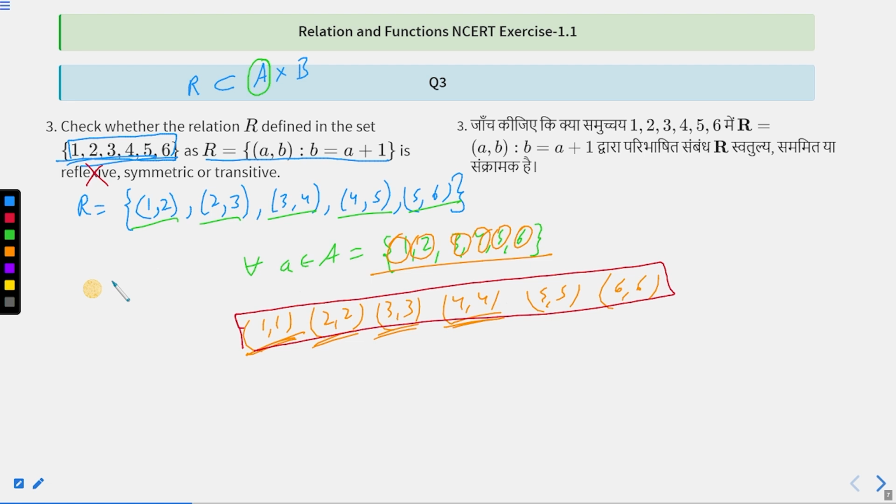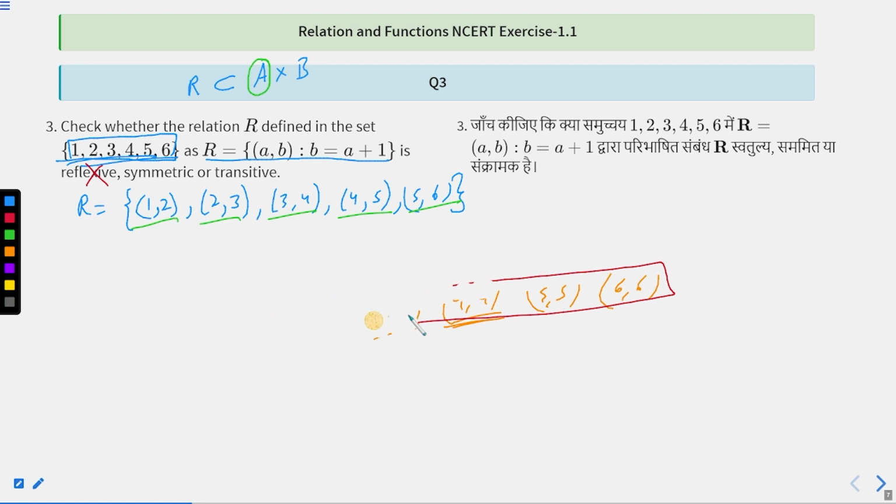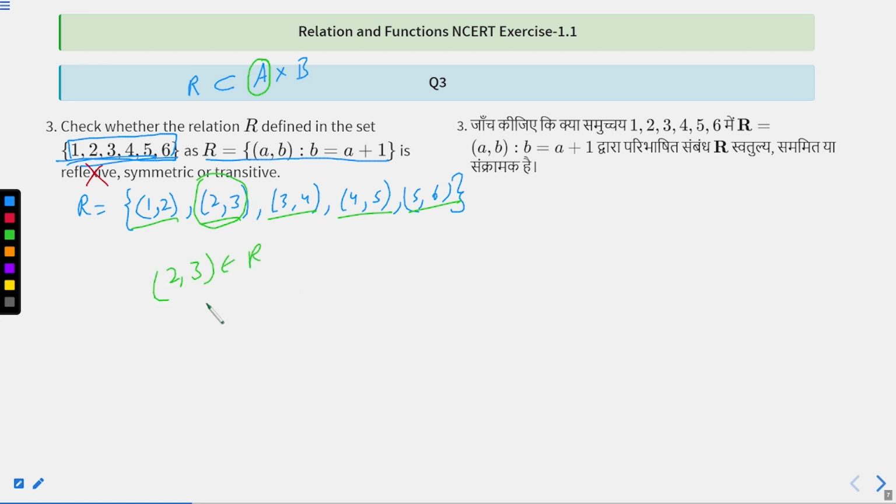Okay, for a symmetric relation, what do we need? We need that if AB is in the relation R, then BA is also in the relation R. So pick 2, 3. So 2, 3 belongs to R. This means 3, 2 must also belong to R. If this happens, then there is a possibility that it might be symmetric, but this doesn't happen. So it is not symmetric.